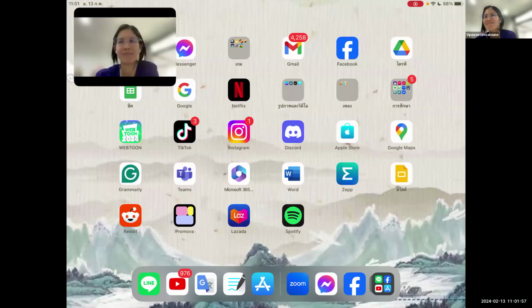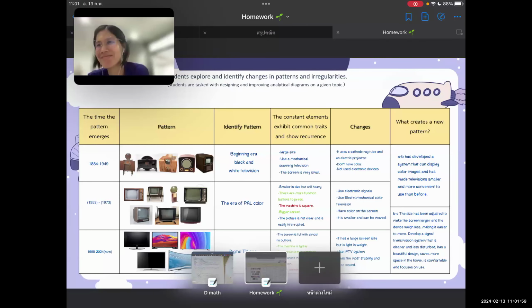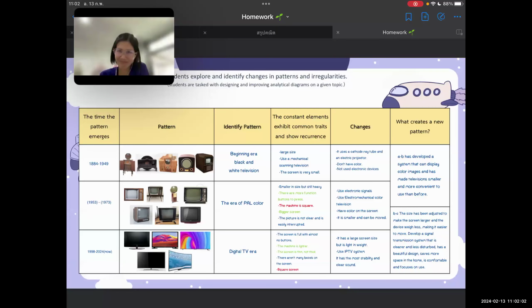In pattern A, there are black and white televisions. They have a large size and the screen is very small. In pattern B, there is color but it is not clear and not full color. And from 1998 to now, we have digital TV.